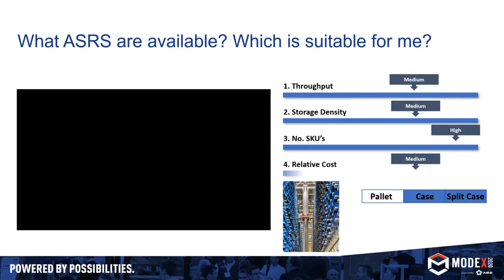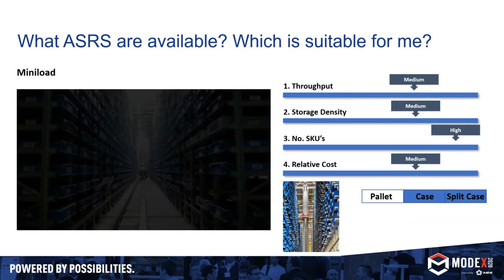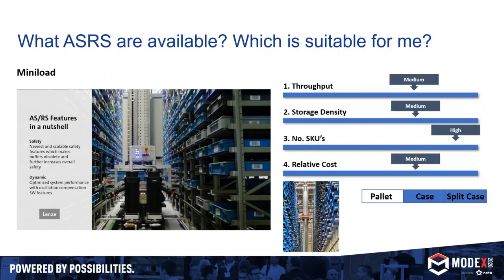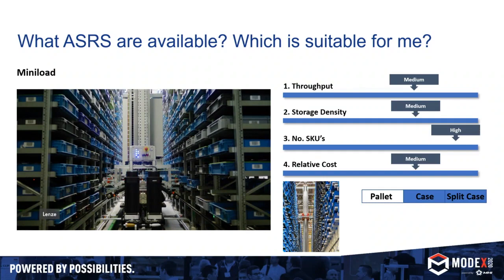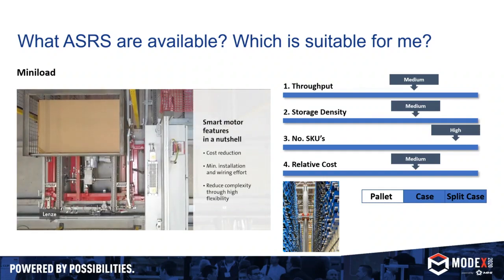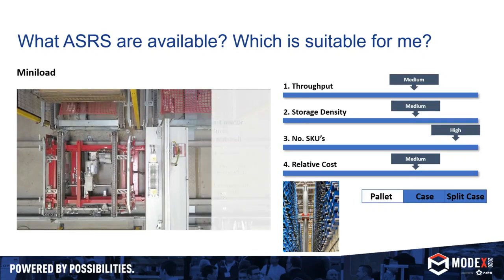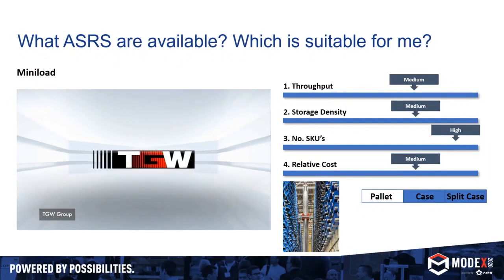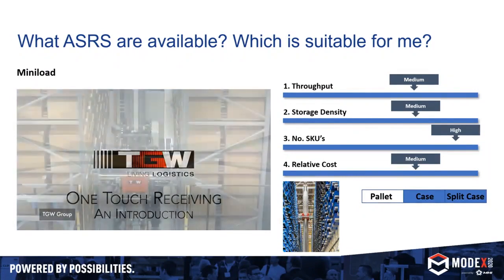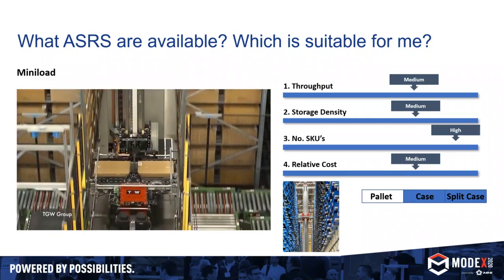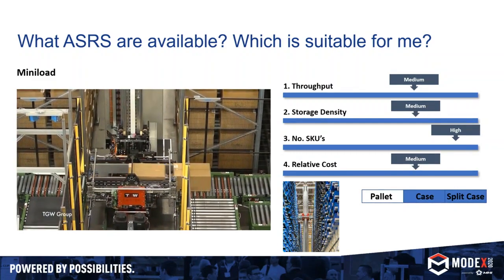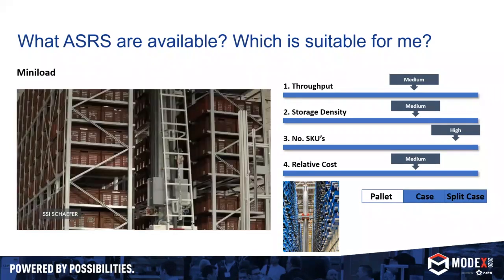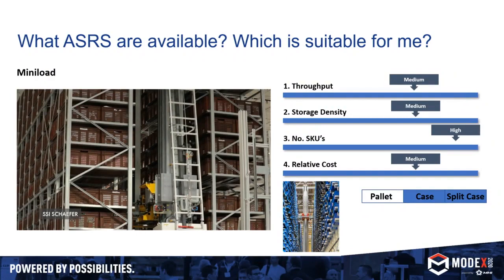So moving now to a case or tote-based ASRS solution. First one is Miniload. You can think of this one as the equivalent of a pallet SRM, but for totes or cases. So how does it work? You've got a single crane per aisle, again depositing totes or cases, either 1, 2 or 3 cases deep into the rack. For that reason, it's typically medium storage density. For a high number of SKUs, you've got a large number of pick faces or rack faces. Relatively speaking, it's a medium cost level.